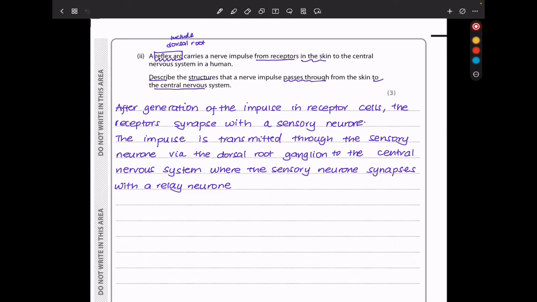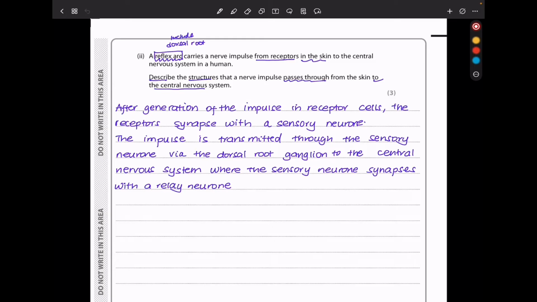A reflex act carries a nerve impulse from a receptor in the skin to the central nervous system in a human. Describe the structures that a nerve impulse passes through from the skin to the central nervous system. In the skin, the receptor is going to detect a stimulus and convert it to a nerve impulse. This impulse is going to be transmitted to the sensory neuron, and then the sensory neuron is going to synapse with a relay neuron. Since they say this is going to be a reflex arc, we have to talk about the dorsal root, because the sensory neuron is going to be in the dorsal root. The impulse is going to be carried through the sensory neuron to the central nervous system.